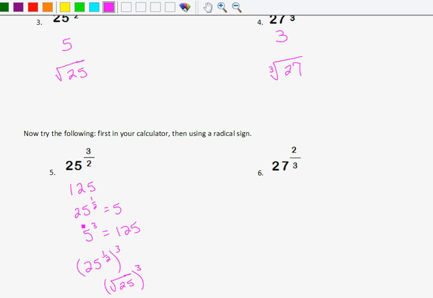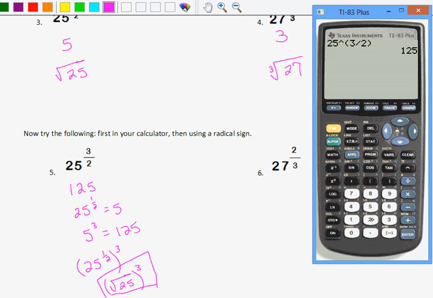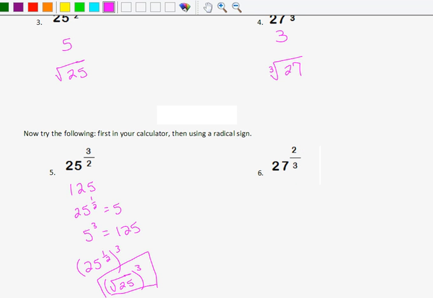So when we have a rational exponent that has a number in the numerator, what it means is look at that denominator. That's what's in the radical sign. And then we're going to take it to the power of the numerator. Okay, so let's look at that on this next problem. 27 to the 2/3. Let's see if this works the same way. 27 to the 2/3. We end up with 9. So how did we get that? Let's look at this.